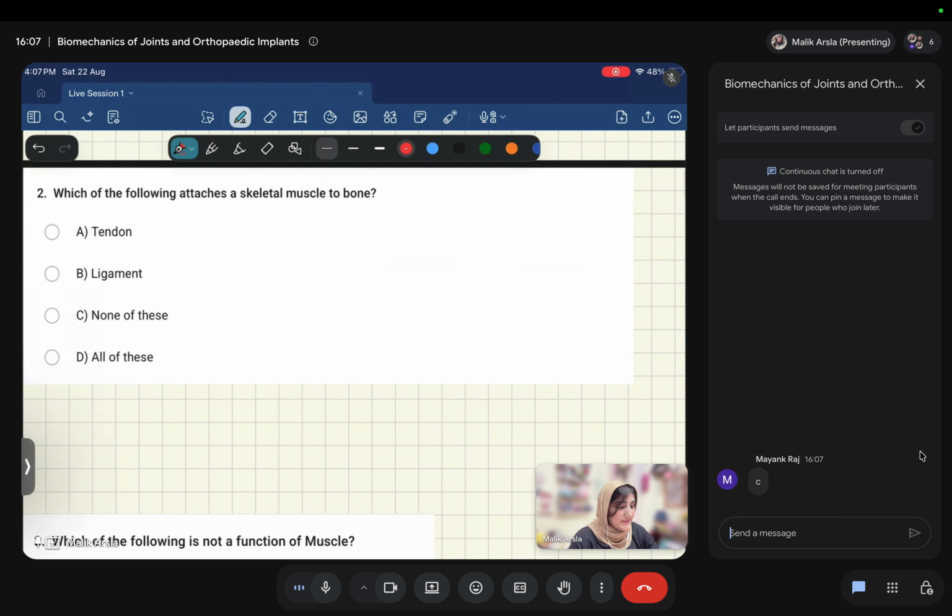Now the second question we have here is: which of the following attaches a skeletal muscle to bone? The options are tendon, ligament, none of these, all of these.